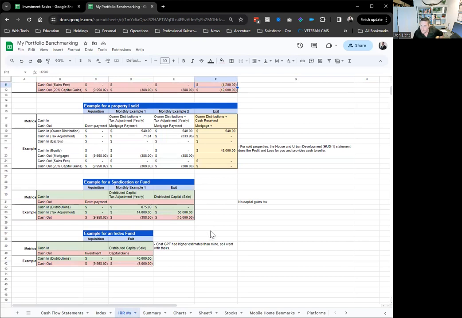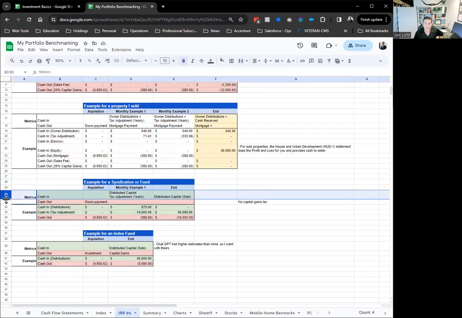Okay, the only other thing I want to go through here is a syndication, which is a little simpler. Your cash in for a syndication is distributions, typically quarterly. At the end of the year, you get a tax adjustment. For me, it was a big tax write-off. My distributions are about $900 a quarter. And then in year one, I got about a $14,000 deduction. So the deduction was like 42,000, right?